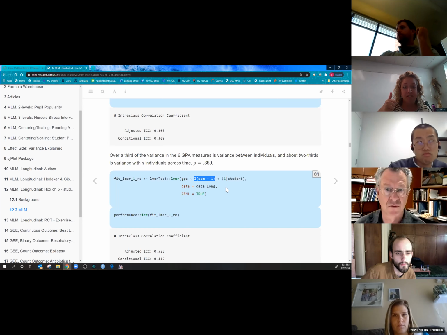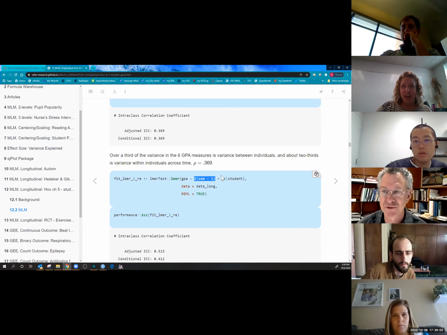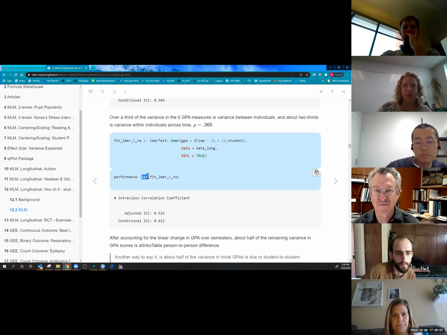Fixed. How do we know it's fixed? Because it's on the outside of the parentheses, and we're doing REML equals false outside of the random parentheses part. Okay, so here I'm redoing the ICC.